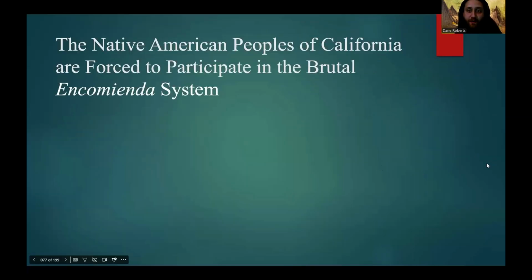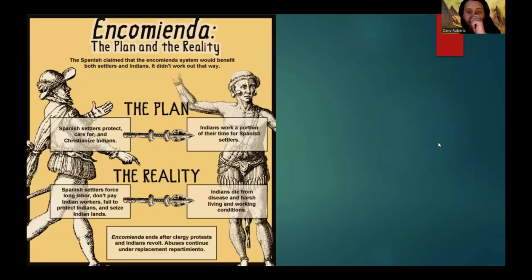On top of this, the Native American peoples of California were forced to participate in the brutal encomienda system. So, for those of you who aren't aware, I've talked about the encomienda system a few times in my videos, but the encomienda system was essentially slavery in all but name. So the idea was that Spanish settlers would protect, care for, and Christianize Native Americans, and the Native Americans would work for a portion of their time for Spanish settlers. The reality, of course, was much different.